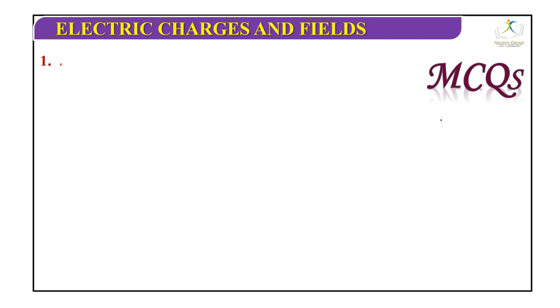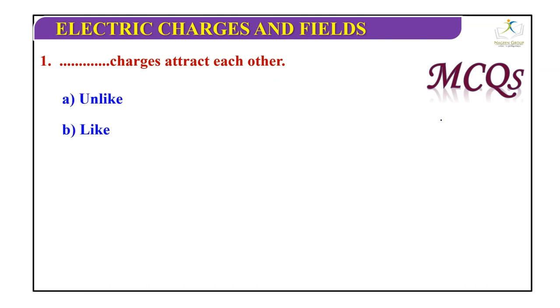Now there will be MCQ questions as we move ahead. We just revise this chapter in a quick way. Charges attract each other. Which charges attract each other? Unlike, like, neutral, similar. Very good, your answer is correct. Unlike charges attract each other.